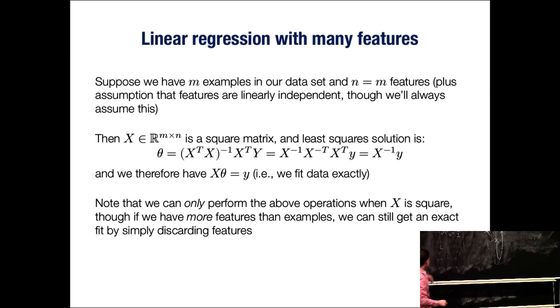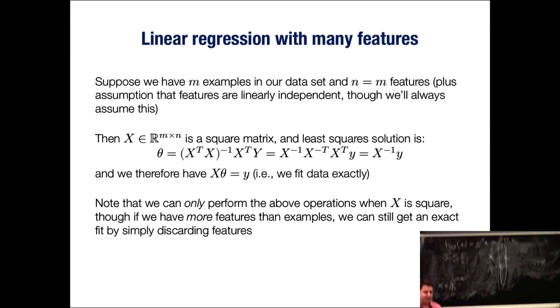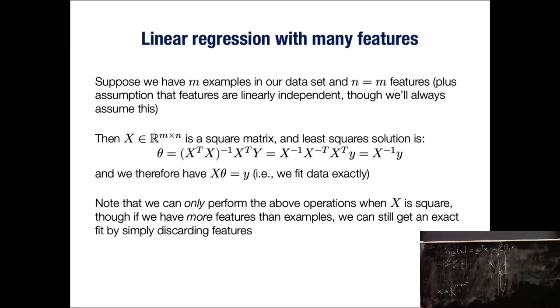Well, this means that our matrix here, X, is actually a square matrix. Remember, these are always matrices in M by N. So we have M examples and N features. But if we have as many features as examples, this is a square matrix. And square matrices, assuming they are invertible, and we'll assume it's invertible, that requires that these features have to be independent. One can't be a linear combination of some other ones. They have to be linearly independent.